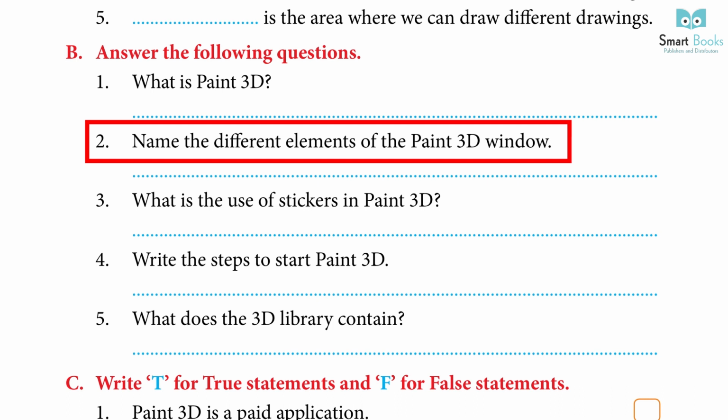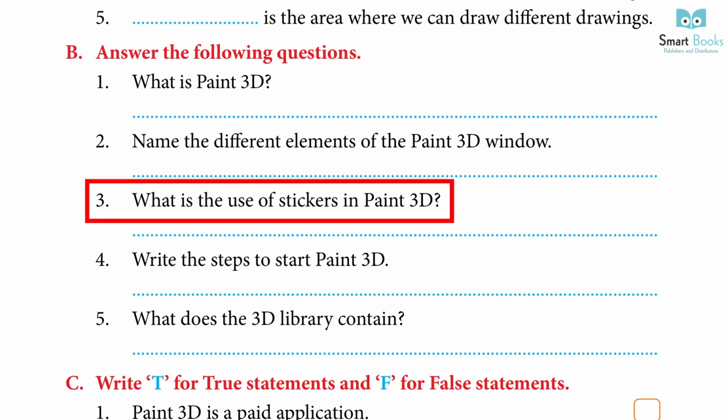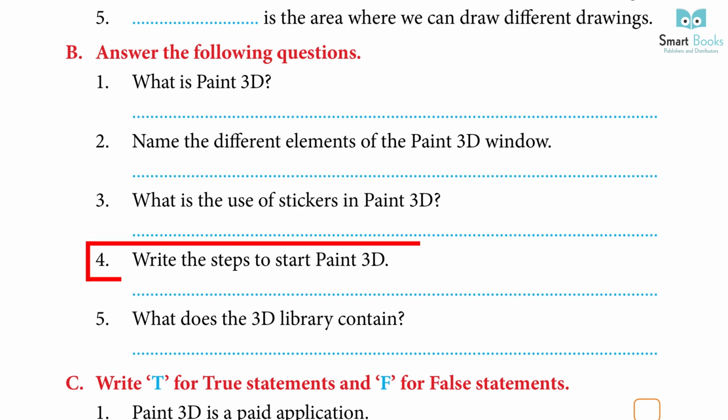canvas. 3. What is the use of stickers in Paint 3D? Answer: With this tool we can select images from a ready-made image collection and apply them as stickers to our designs. 4. Write the steps to start Paint 3D.